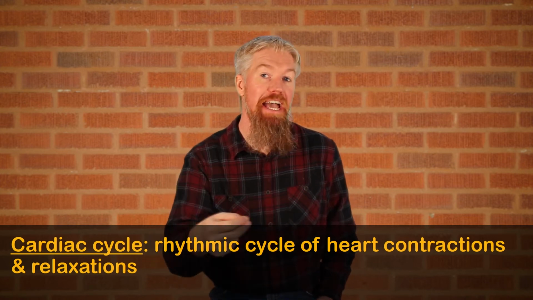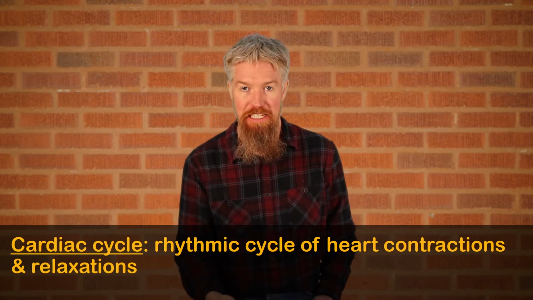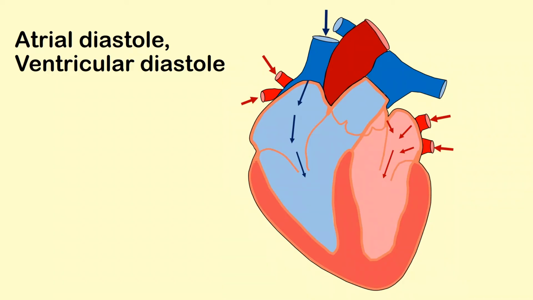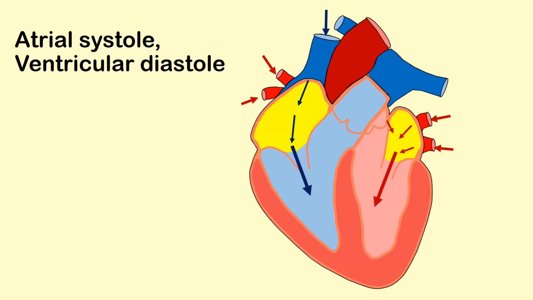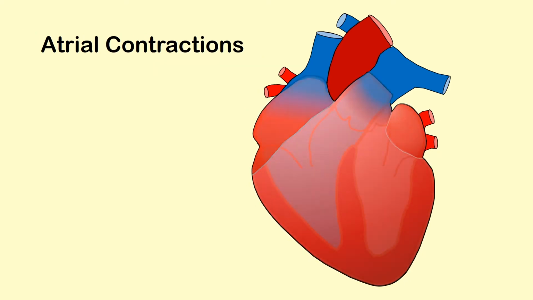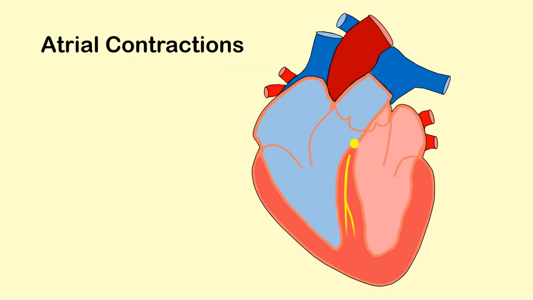What we want to do now is consider the cardiac cycle, that rhythmic cycle of heart contractions and relaxations, in both the terms of the mechanical and electrical signals simultaneously. We'll start off with atrial and ventricular diastole. Blood is flowing into the ventricles and atria via the veins. We then have the activation of the SA node. That activation of the SA node will spread a depolarization across the atria, resulting in atrial systole. This pumps blood from the atria into the ventricles.